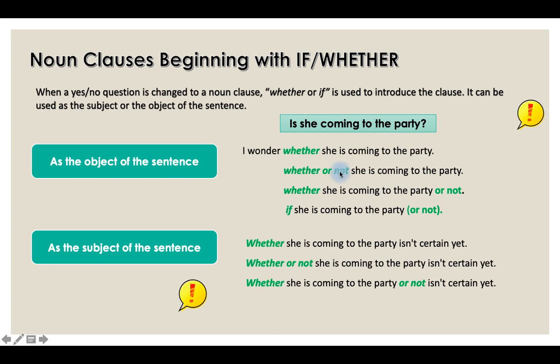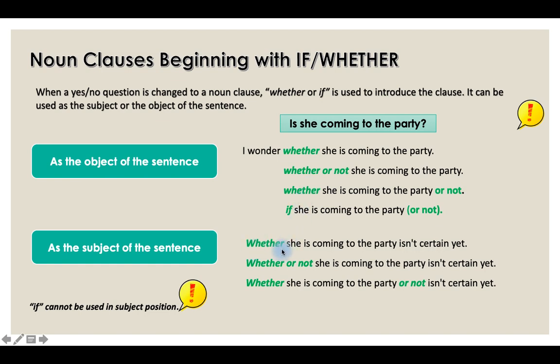And in this case, by the way, I wonder about what, yeah? This is the object of the sentence. So we can also use it as the subject of the sentence. And the sentence will start with whether, right? And by the way, we cannot use if in subject position. We can use if only in the object position.